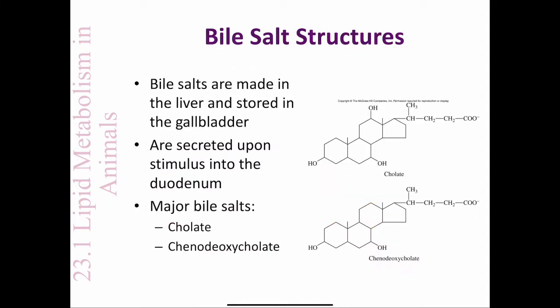Bile salts are made in the liver and stored in the gallbladder, awaiting the stimulus to be secreted into the duodenum. The major bile salts in humans are cholate and chenodeoxycholate. Cholesterol is almost completely insoluble in water, but the conversion of cholesterol to bile salts creates detergents, whose polar heads make them soluble in the aqueous phase and whose hydrophobic tails bind to triglycerides.